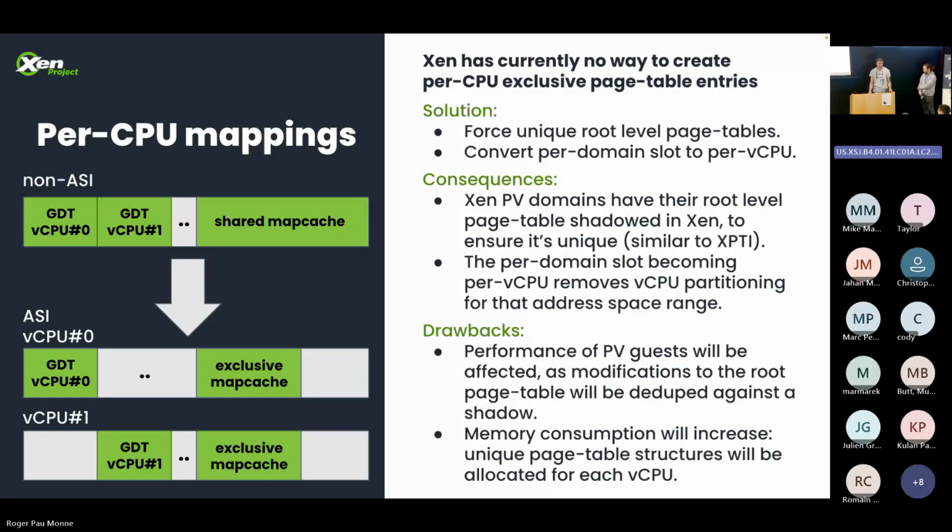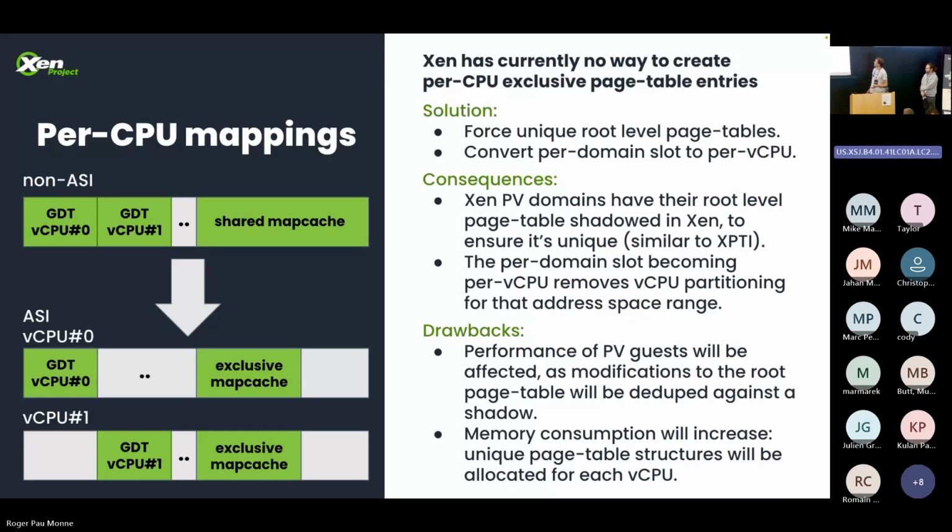So the first problem that we have with ASI is that on x86, we are not capable of creating per-CPU mappings. Every time we create a mapping, it's at least shared by all the vCPUs of the domain. That's a problem because we have crosstalk between CPUs. We create a mapping on one CPU, but the data that we map can be snooped from another CPU. That's not intended, basically. We want to avoid that.